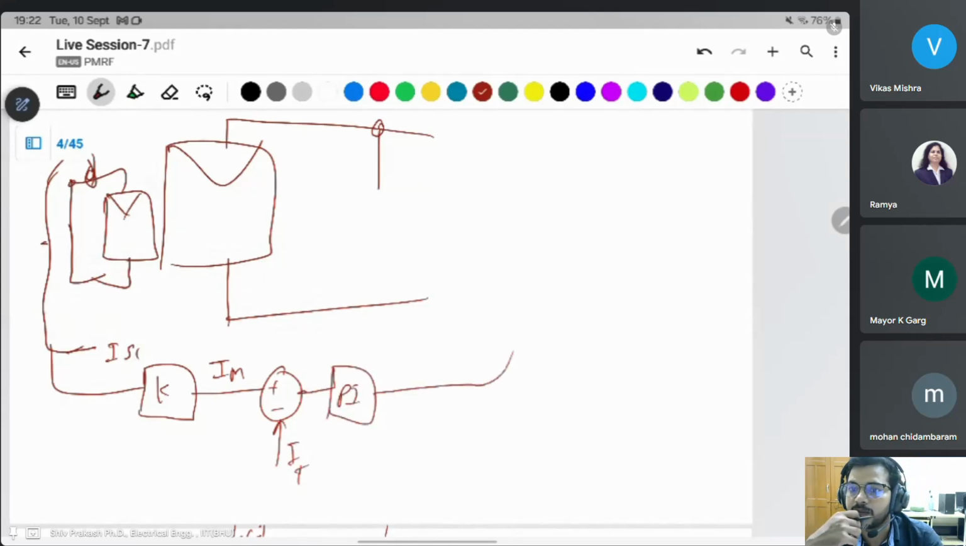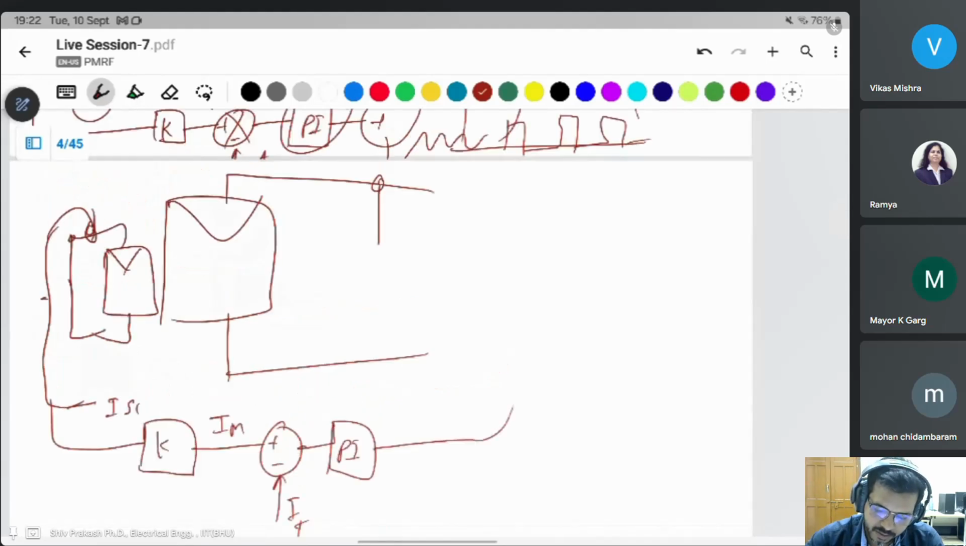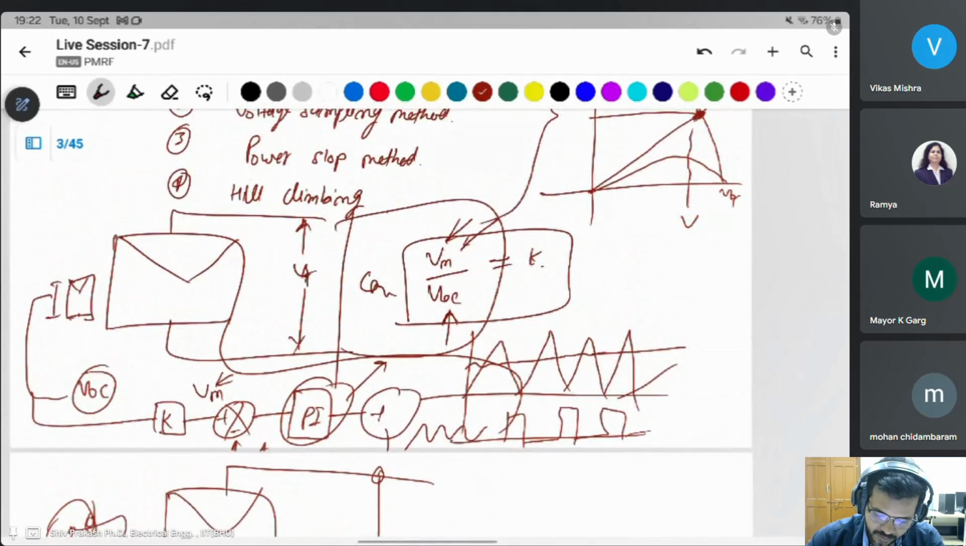Sir, I have a doubt in the previous diagram. Here, VOC is getting multiplied by the factor K, and then it becomes VM, and this VM is for the reference cell, right, sir? And this VT is for the panel, no? So, sir, these two will not be the same, no? This is scaling. They will be different, right?